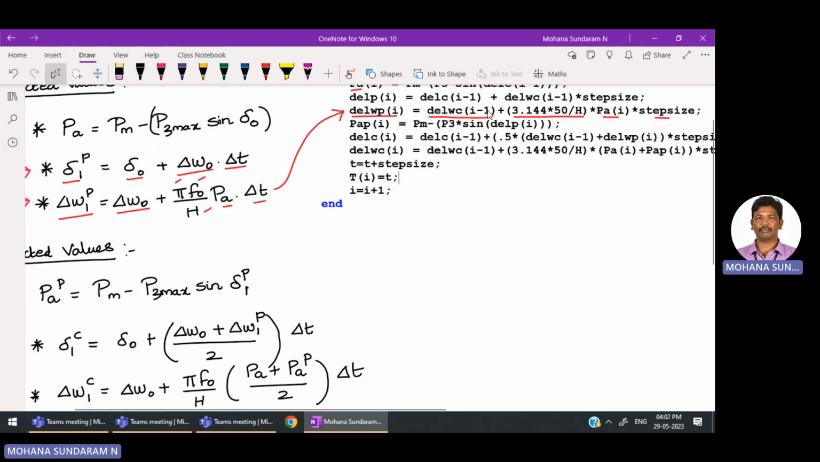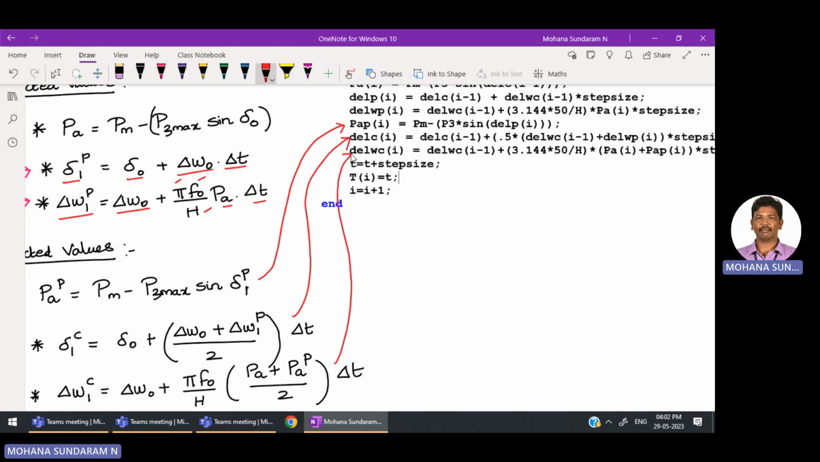Now, next three lines on a thing. So these three lines are for predicted, no? So these three lines for corrected method. So look at this. This goes for this line. This stands for this line, and this stands for this line. You can see it is PA equal to PM minus P3 sine del 1p.